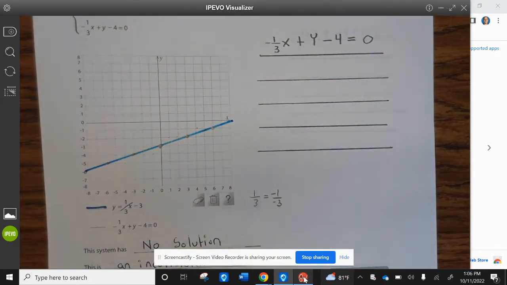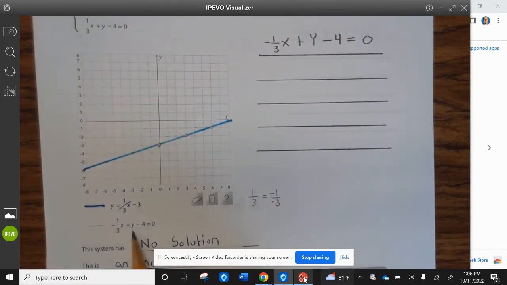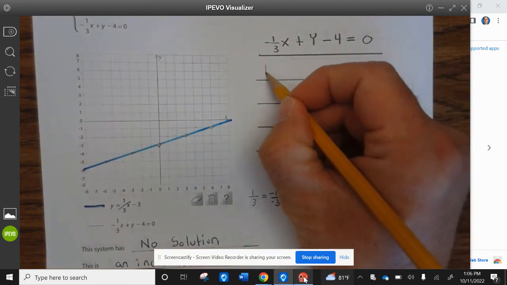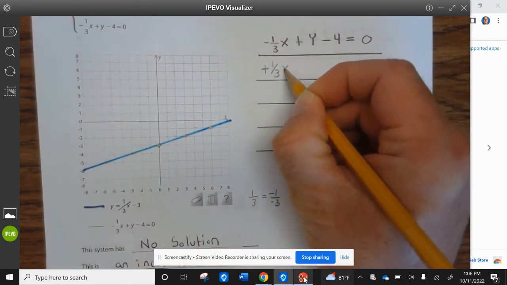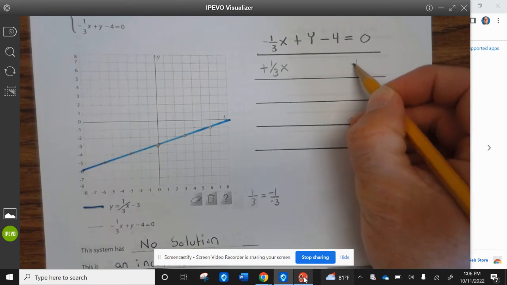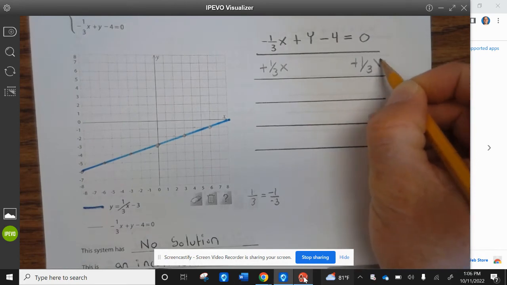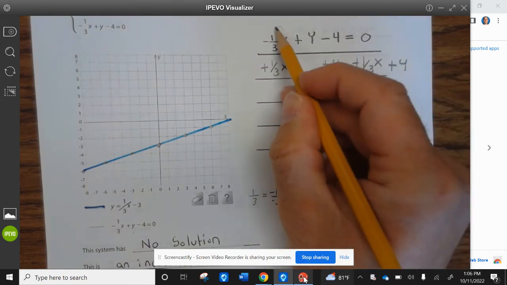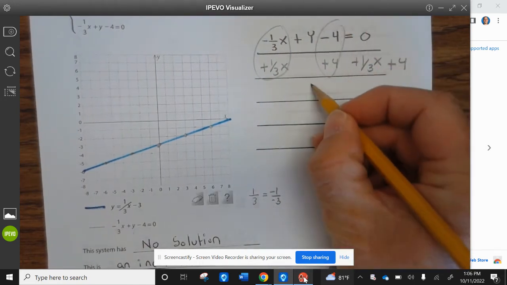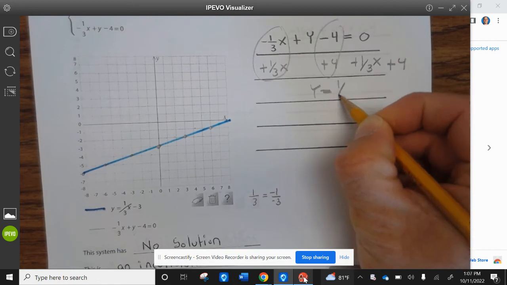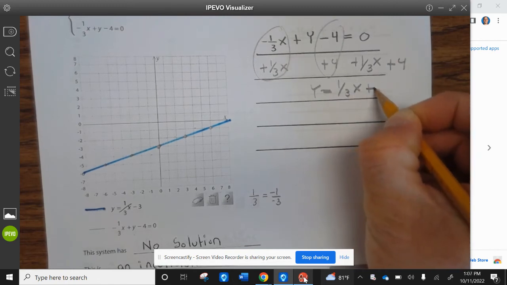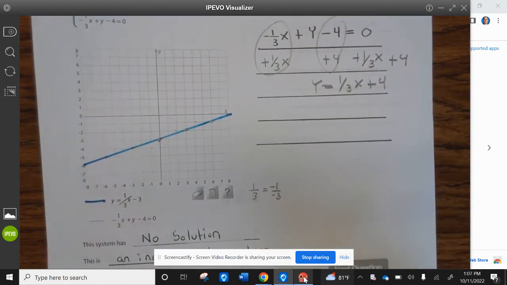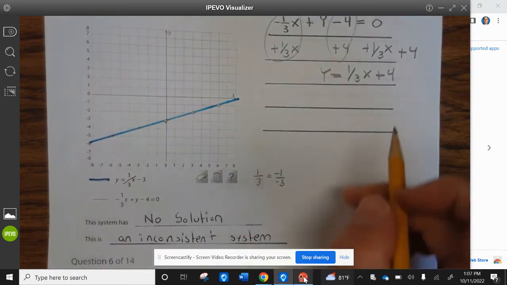All right. Now here, we can't graph this one until we solve for y. So to do that, we're going to add 1/3 x to both sides. And we're going to add 4 to both sides. Well, that becomes 0. That becomes 0. You get y equals 1/3 x plus 4. Okay? So we start at 4.